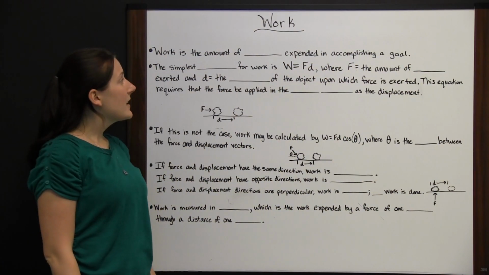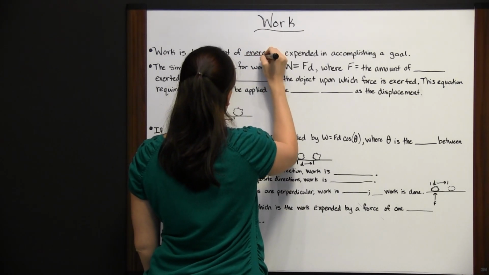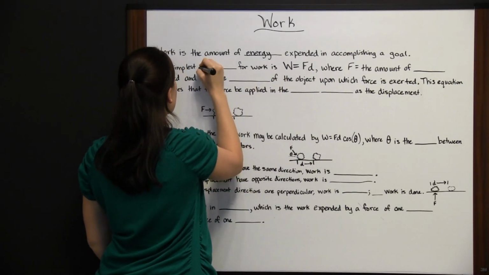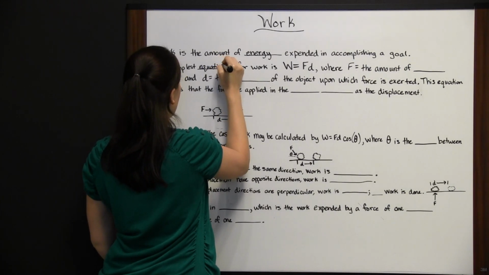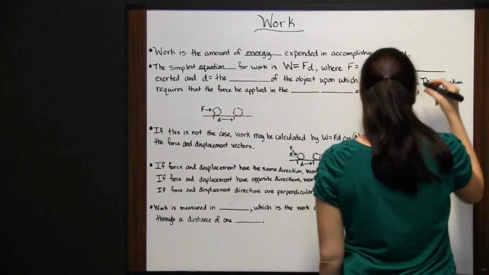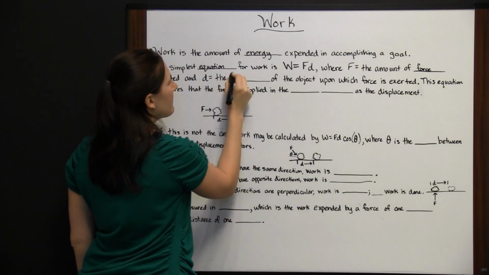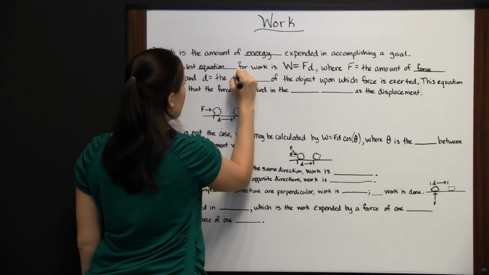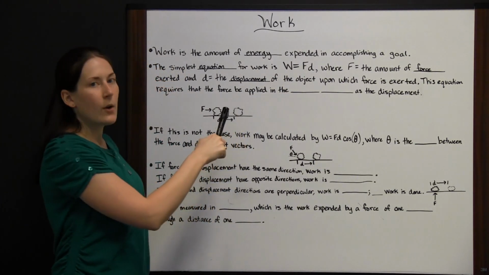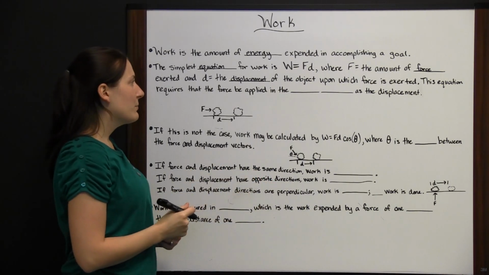Work. Work is the amount of energy expended in accomplishing a goal. The simplest equation for work is W equals FD, which means F times D, and that is where F is the amount of force exerted, and D is the displacement of the object upon which force is exerted. So, work is going to equal the force times the displacement, how far the object moved.